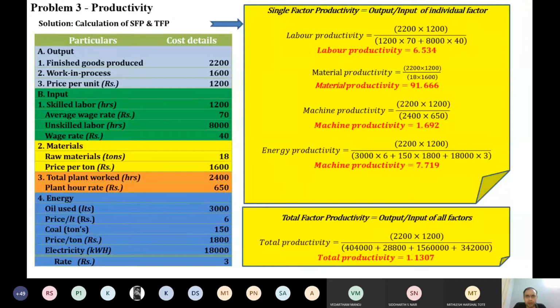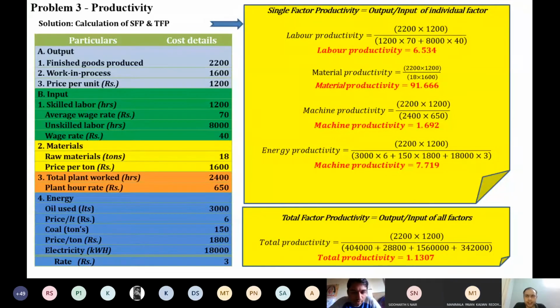In the same way, in this problem, if they say to consider 50% of the original value for work in process, here the original value is how much? 1200, sir. 50% of 1200 is 600. So what will be the output now for work in process? 1600 into 600.